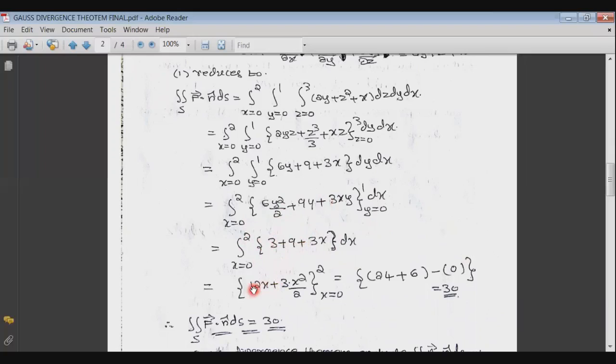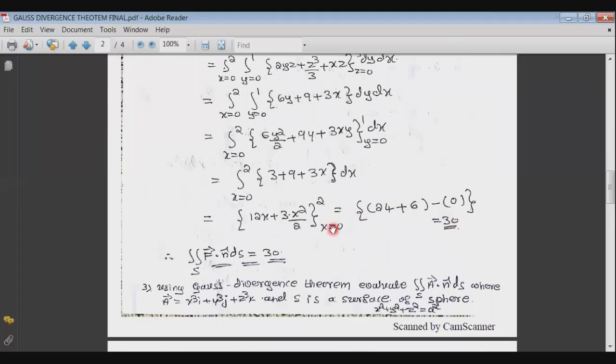And this has to be integrated with respect to x, that is 3 plus 9, that is 12, with respect to x is 12x, plus 3 as it is, x with respect to x is x square by 2, and we have to take the limit from 0 to 2. Once we take the upper limit, this becomes 24 plus 6, with lower limit both reduce to 0. 24 plus 6, that becomes 30. Therefore, in this case, the required value of the surface integral is given by 30.